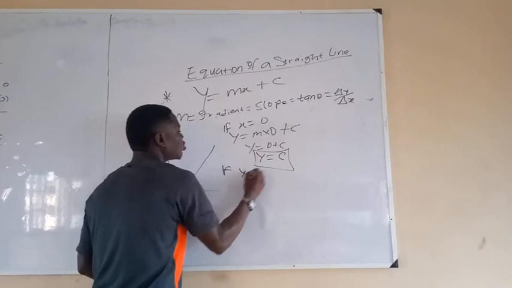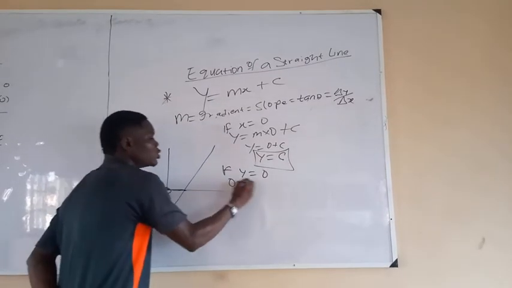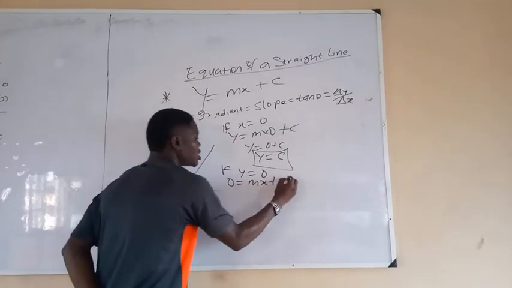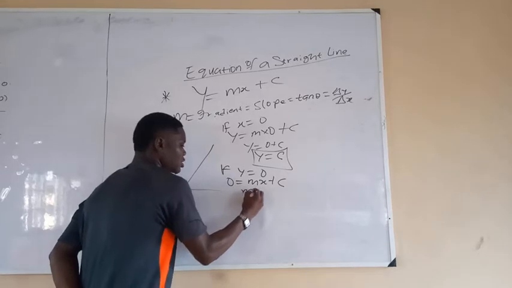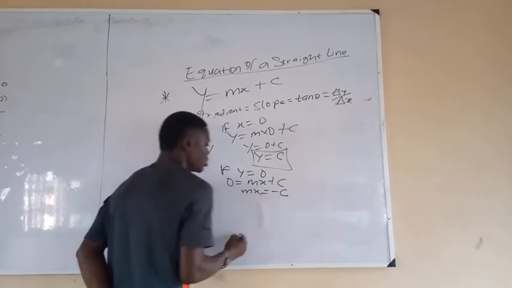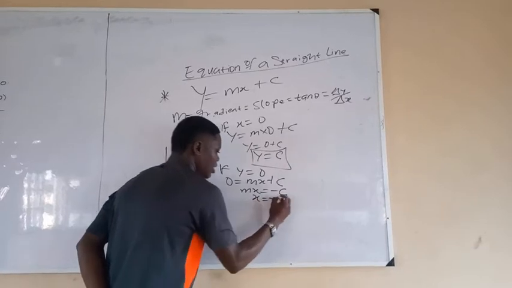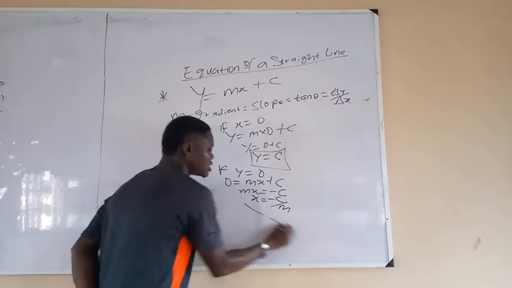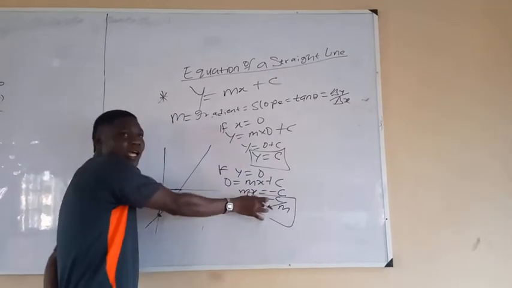If y is equal to 0, we'll have 0 is equal to mx plus c. Mx, when we take c to the other side, it becomes negative: mx is equal to minus c. What's x? Minus c over m. This is actually the intercept on the x-axis.